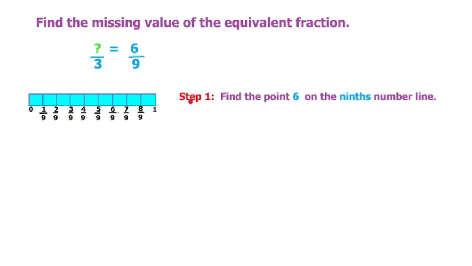So the first thing to do is find the point 6 on the ninths number line because we're looking for 6/9 or 6 over 9. And we see it here. So that's it. So we found it.